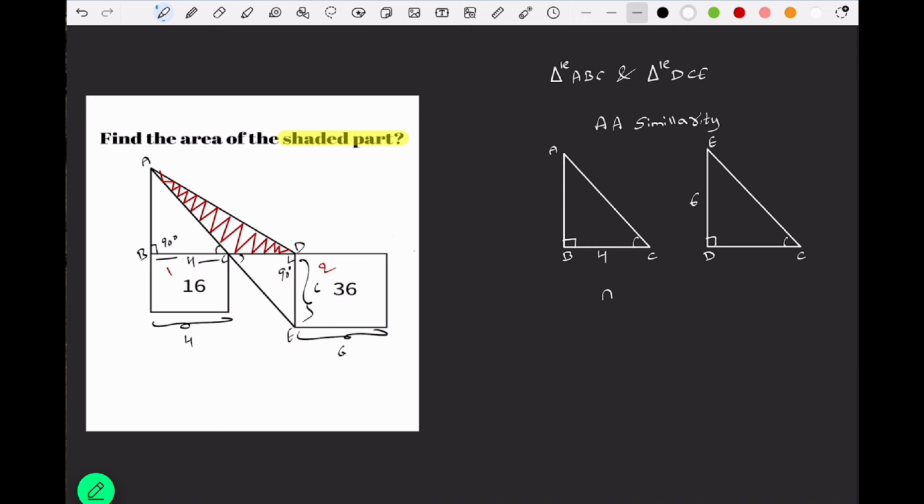Now I am writing the relation AB by DE equals BC divided by DC. In this ratio we know two values. BC value is 4 and DE value is 6. Let's substitute those values. AB divided by 6 equals 4 divided by DC. Let's cross multiply both of them. So now AB multiplied by DC equals 4 times 6, which equals 24, right? This is one of our findings to find the area of the triangle ACD. Let's keep this one aside.